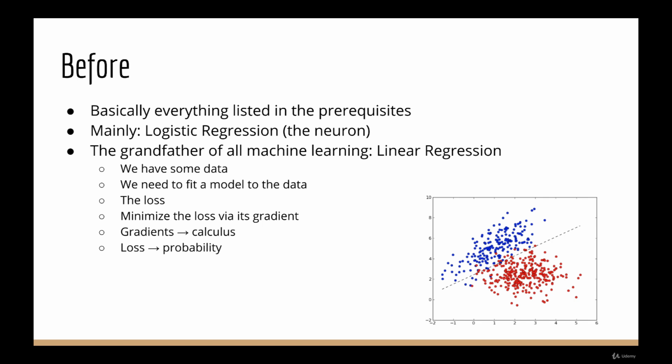Linear regression basically means just finding the line of best fit, which may seem trivial to you, but it introduces some important concepts. First, it introduces you to the idea that we're going to have some data, and we have a model that we have to fit to that data. In order to fit the model, we have to define a loss function, and then we have to minimize that loss function by taking its gradient. The loss function we usually use is the negative log likelihood.